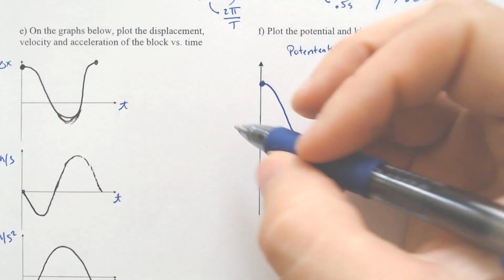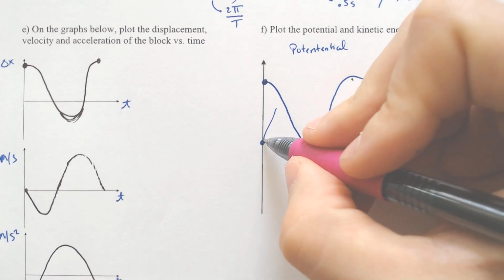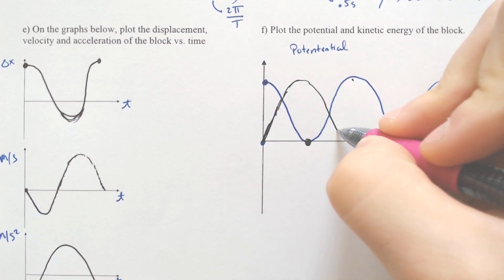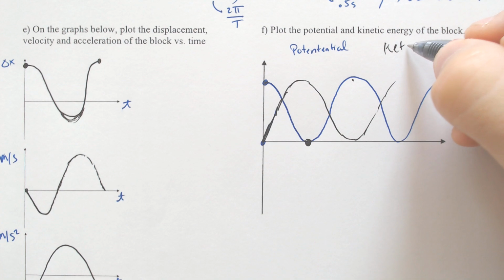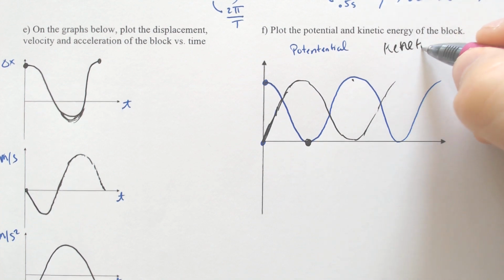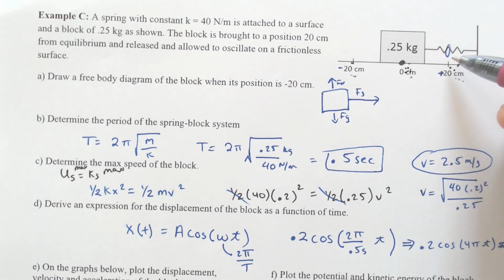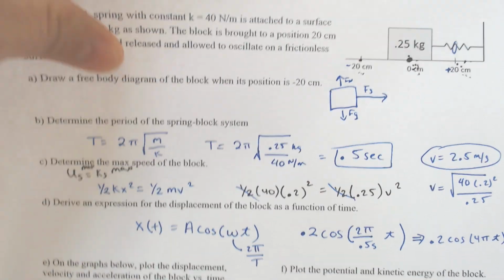The kinetic energy started at 0. Blue was potential; kinetic we're going to do in black. And it's going to be a mirror image of it. So the kinetic started at 0 and then got really high in the middle, then ended at 0. Back and forth forever. Okay?